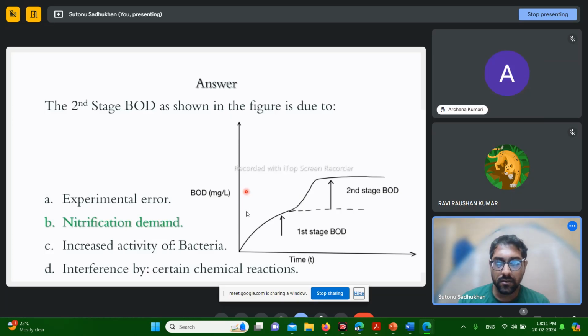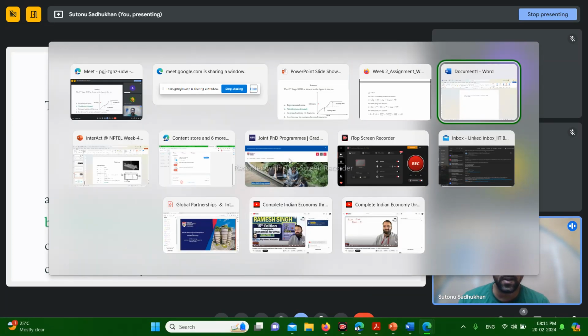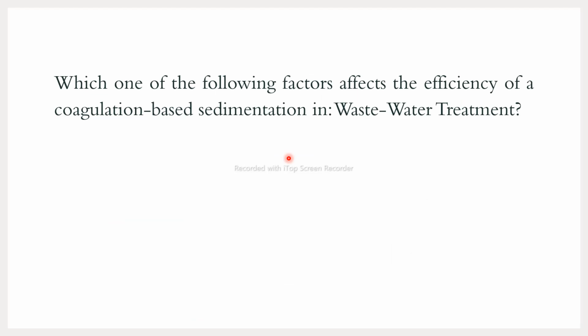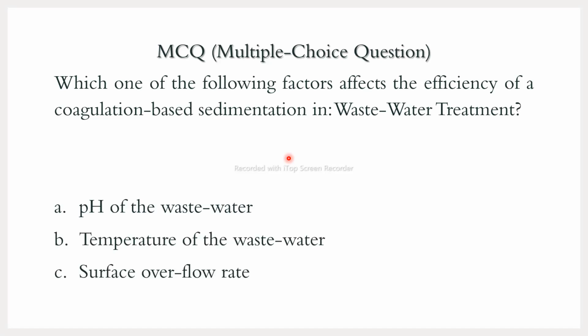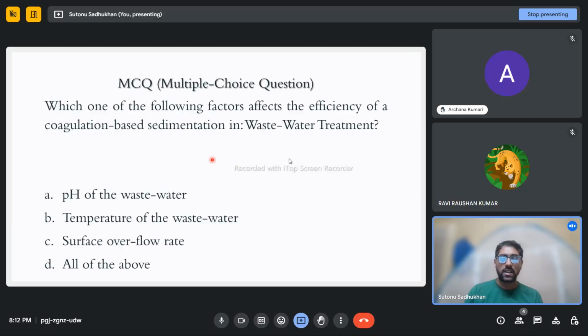Okay. So we will be doing our next problem. The BOD related problem is over. Now we will be solving some general MCQs. Which one of the following factors affects the efficacy of a coagulation based sedimentation in wastewater treatment? Option A, pH of the wastewater. Option B, temperature of the wastewater. Option C, surface overflow rate. And option D, all of the above. You type your answer in the chat box.